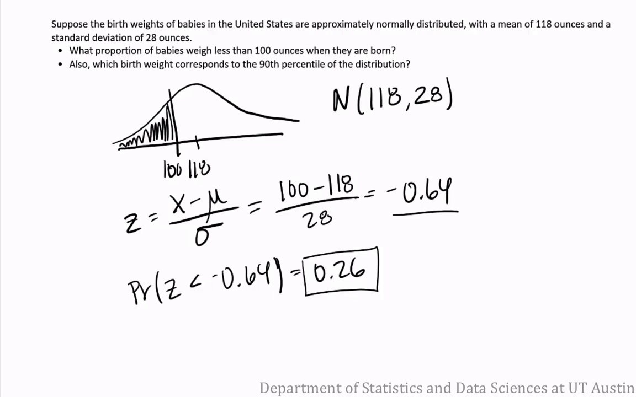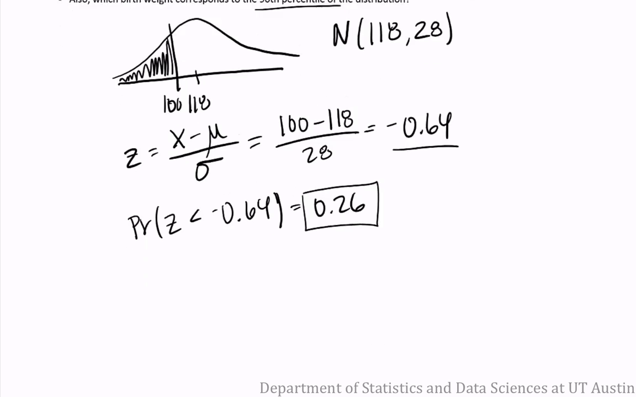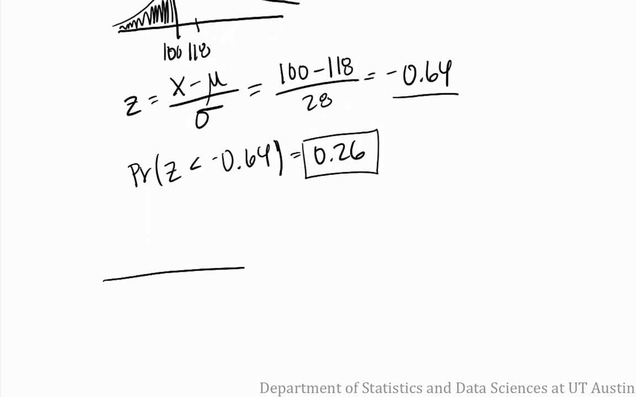Now the second question is actually asking us to do the opposite calculation. It's saying find the birth weight that corresponds to the 90th percentile, meaning we have a probability and we want to find the corresponding birth weight. So the 90th percentile of the distribution is the point at which 90%, or 0.9, is less than that value.